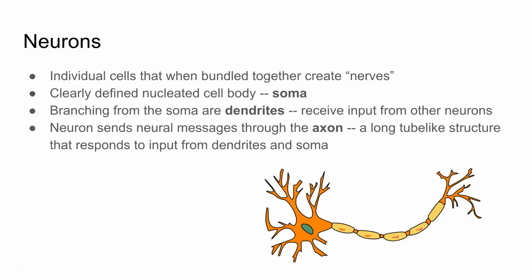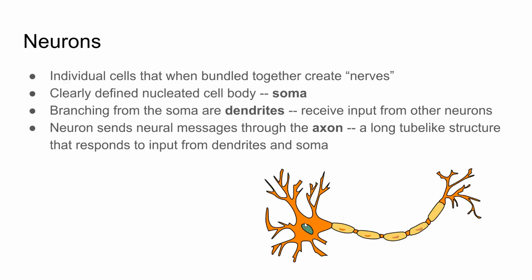These individual cells look a little bit different than normal cells, but they do have what's known as the soma right in this area, which is a clearly defined nucleated body. So this is the nucleus, this is the body of the cell, and that is known as the soma in a neuron. Branching from the soma are what are called dendrites, these branches right here. These dendrites are essentially receptor areas. They are taking in information from other neurons, so they branch out from the soma and receive information from other neurons.